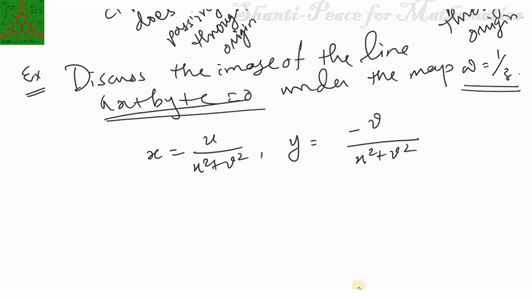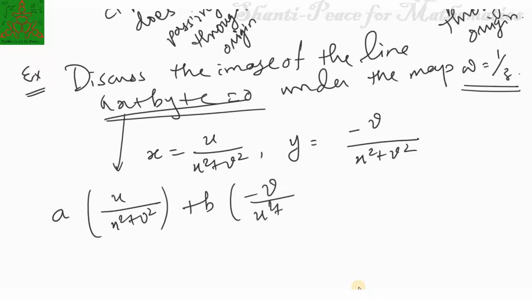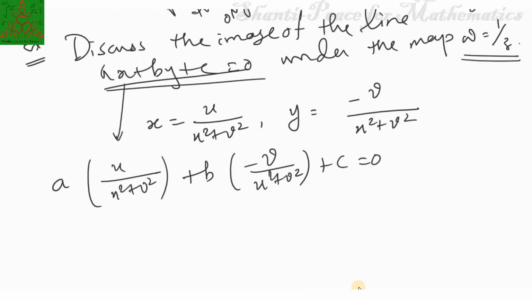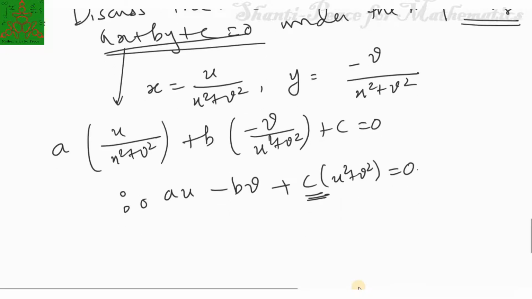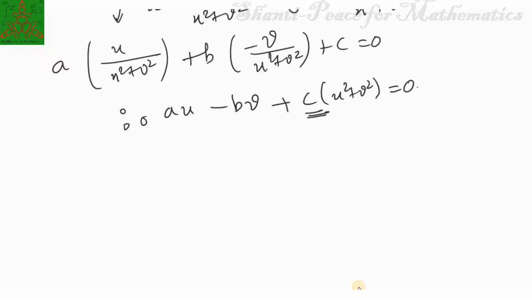We substitute that value into this, so that we have a times u upon u square plus v square. By substituting the values, we'll have b times minus v upon u square plus v square plus c equal to 0. If you take the LCM as u square plus v square, we'll have au minus bv plus c u square plus v square. Here also we have the same case, because the value of c may be non-zero or 0, and it depends on that. What does this represent?